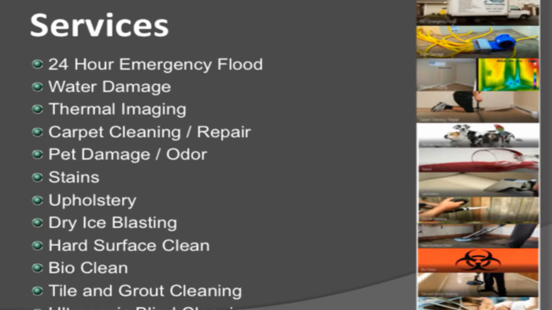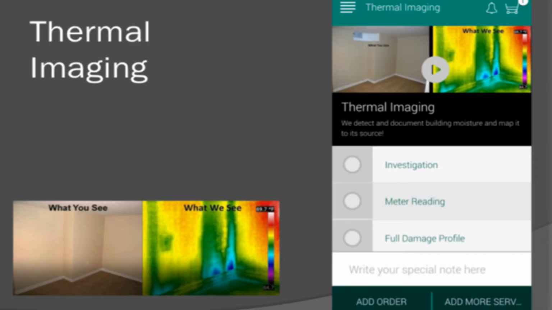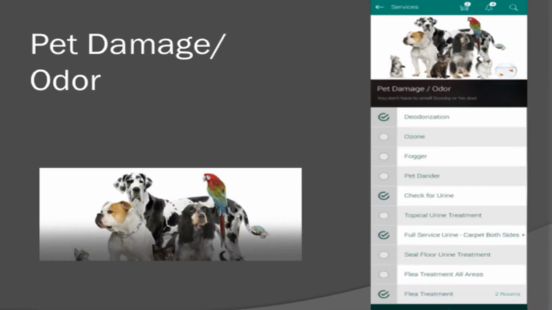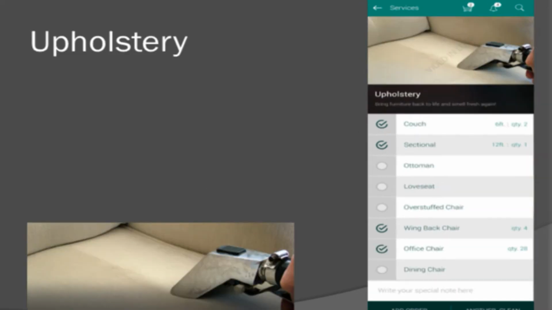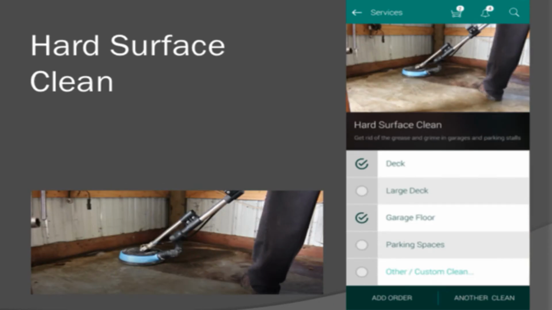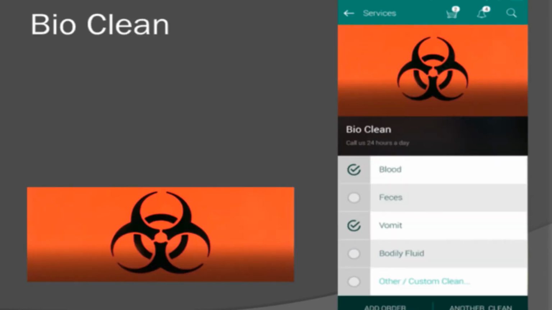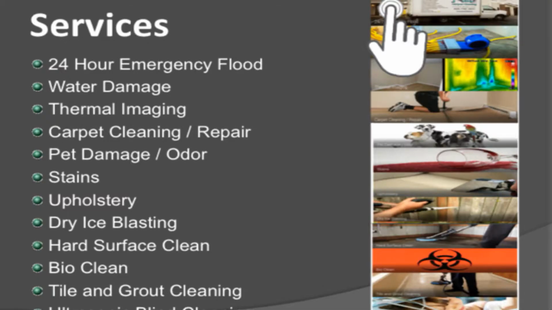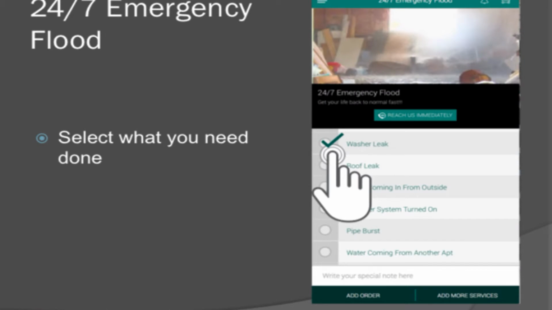Here is where you choose the work you want done in each unit. Each service section has a list of services we provide under each service type. Tap on any service type to open and scroll through the list. To choose a service, simply tap on the circle and a check mark will appear. Tap on as many services as you like.